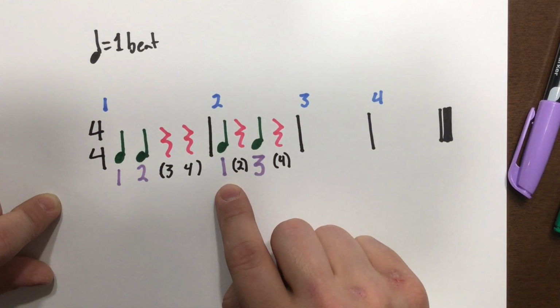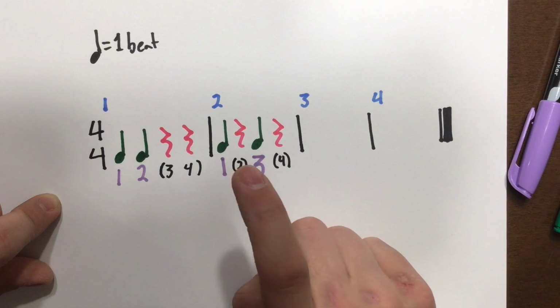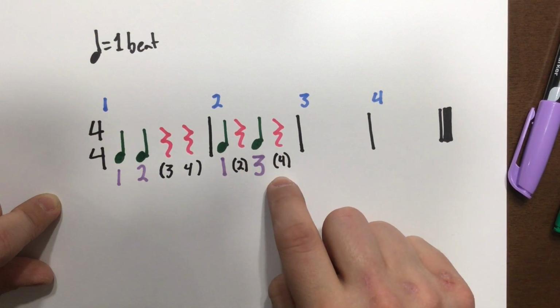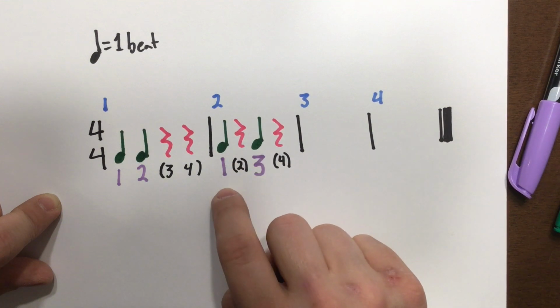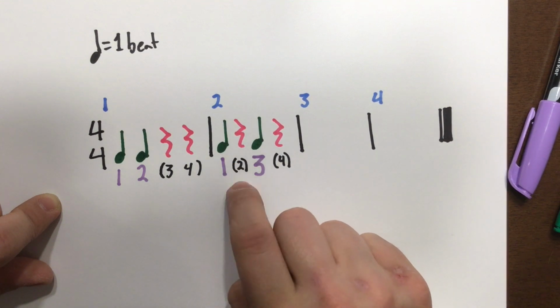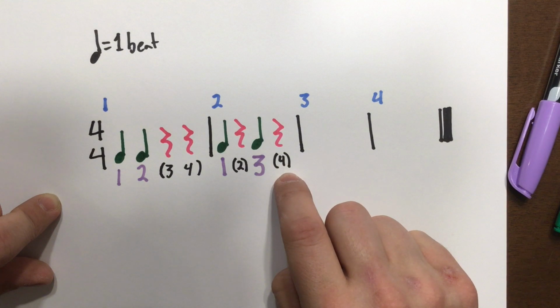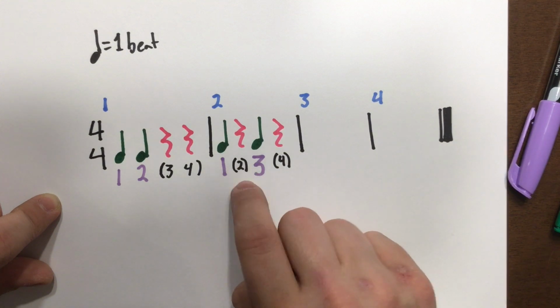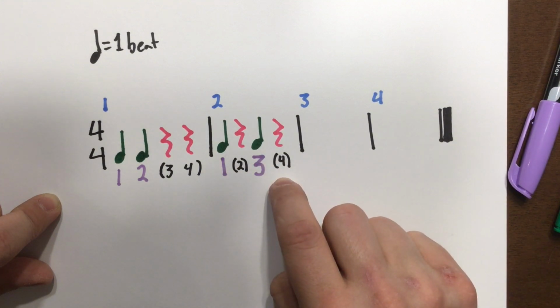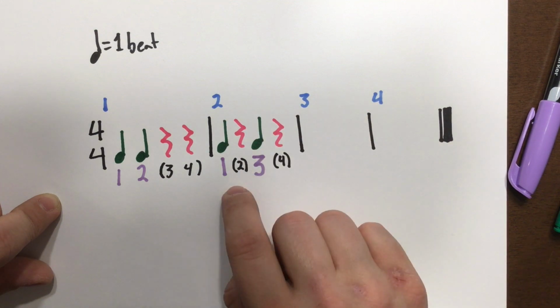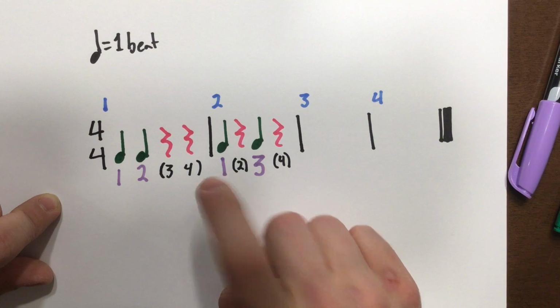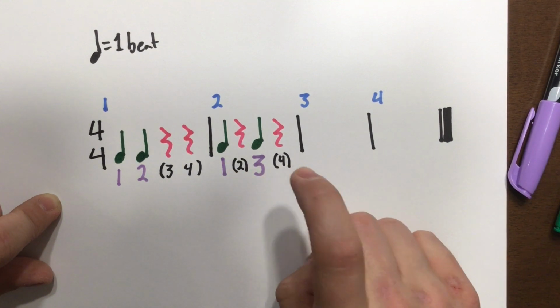Let's count that together. Ready and go. 1, 3. Now, if it helps you, we can say shush or rest when we get to a rest. Ready and go. 1, shh, 3, shh. Again. 1, rest. 3, rest. Let's try this time to not say anything on the rest. Ready and go. 1, 3.